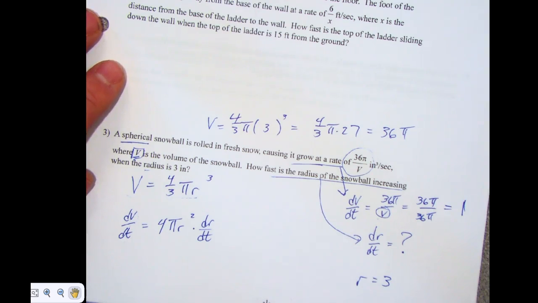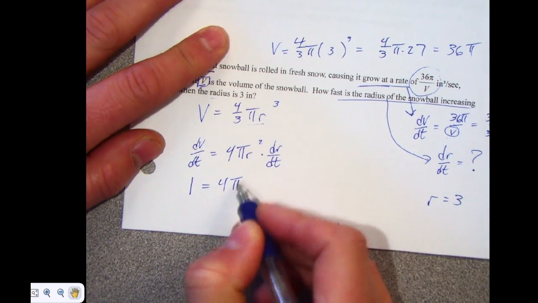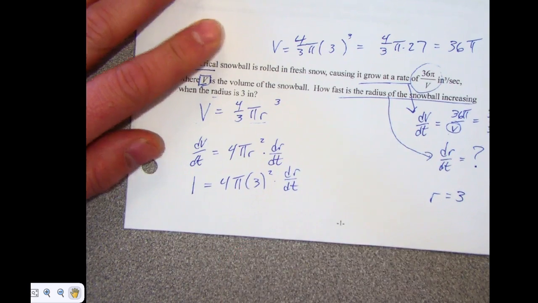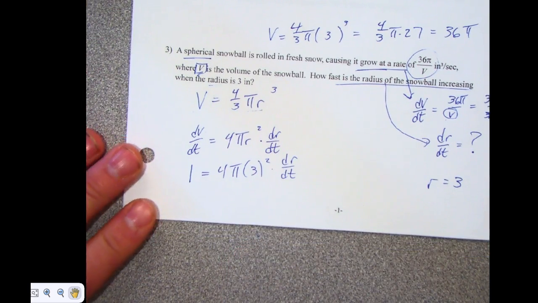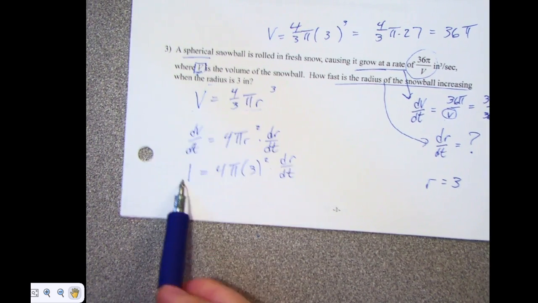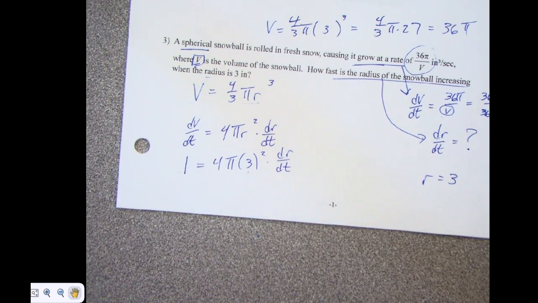So dv over dt is 1, but we're not done yet. So 1 equals 4 pi times 3 squared times dr over dt. All I did was: dv over dt is 1, r is 3, dr over dt I don't know.